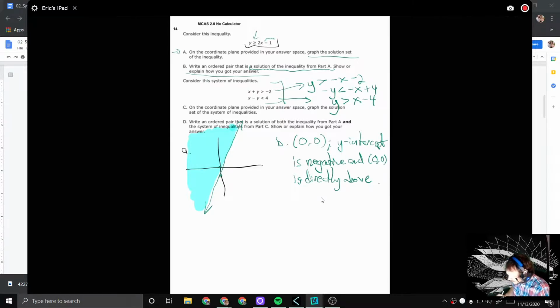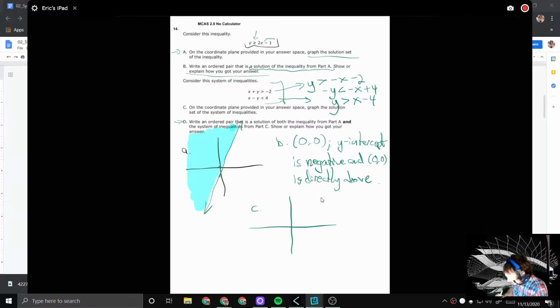On the coordinate plane provided in your answer space, graph the solution set. Oh, they do want us to graph it. No surprise there. C, I'm going to run out of space. No, I'm not, because D is just asking us to come up with a single point again. So let's graph this thing.